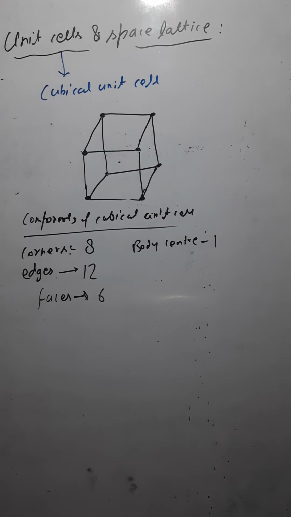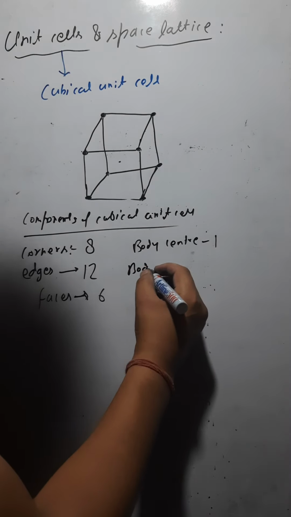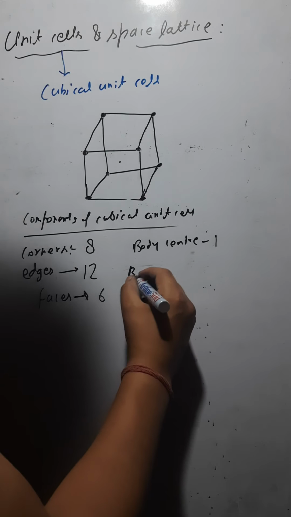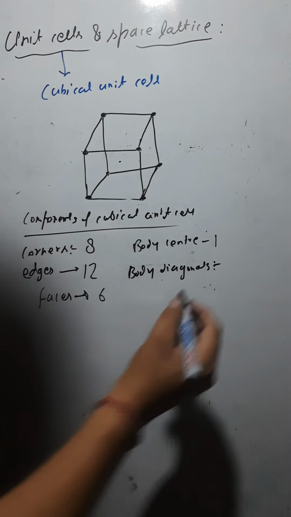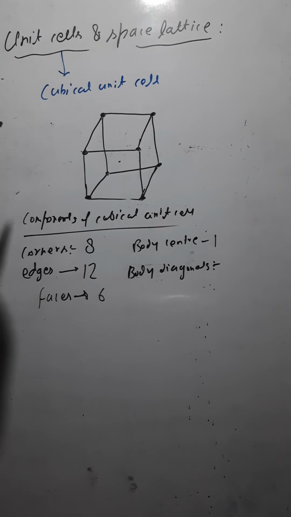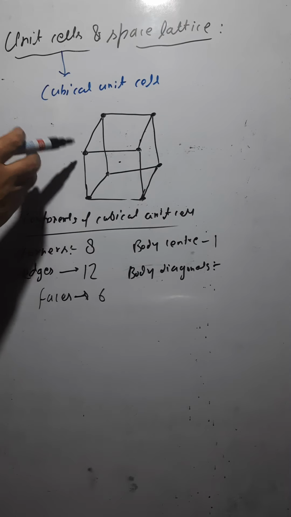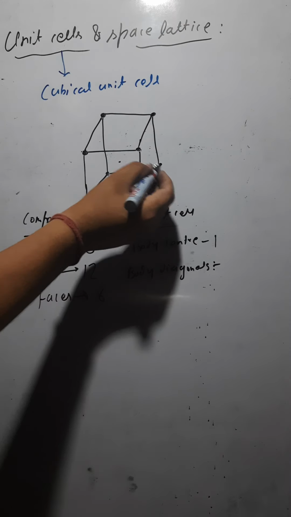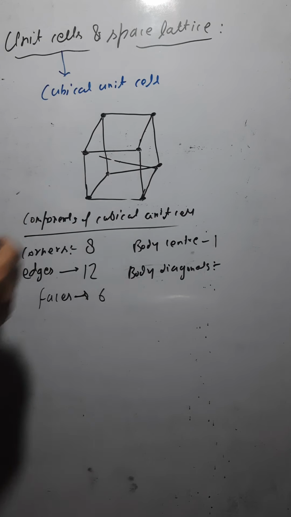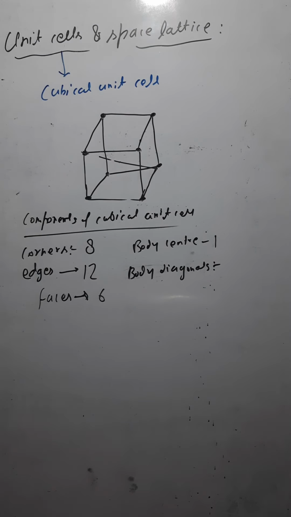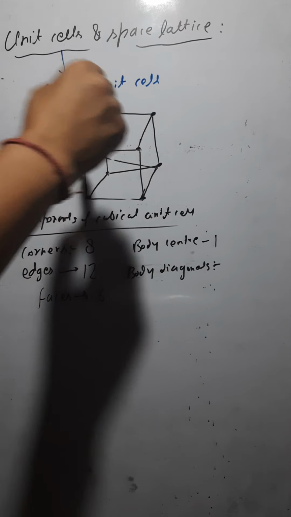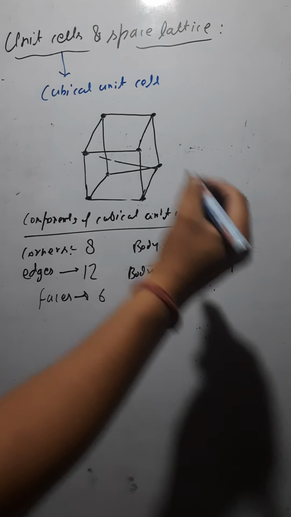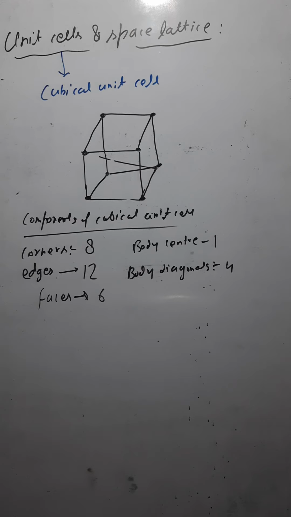Now the next, if you just talk about the body diagonals in case of the cubical unit cell. Body diagonals means the line joining the opposite corner, one upper and one lower, like this one and this one. If you are joining these two, you are getting a line. So how many body diagonals are there? You can imagine. Just look here. One this, another this, another this, then one more is there. So this is how you would be having 4 body diagonals in case of cubical unit cell.